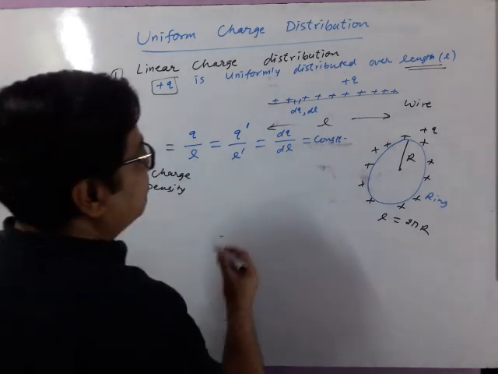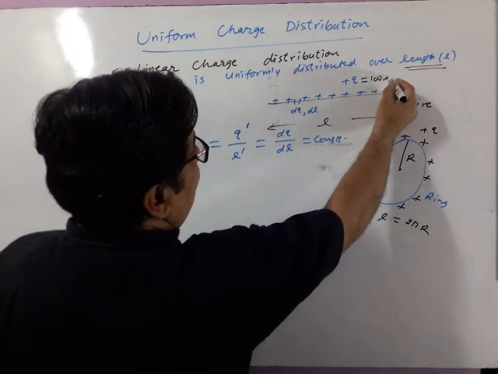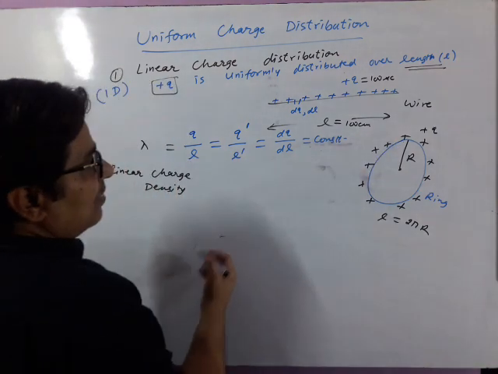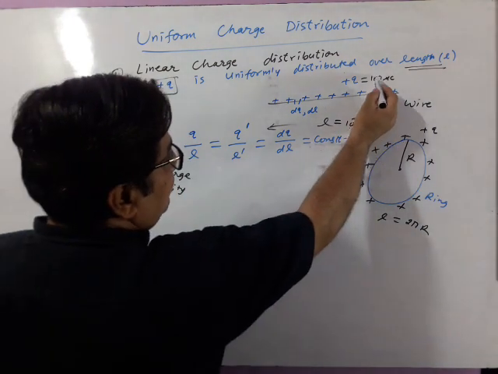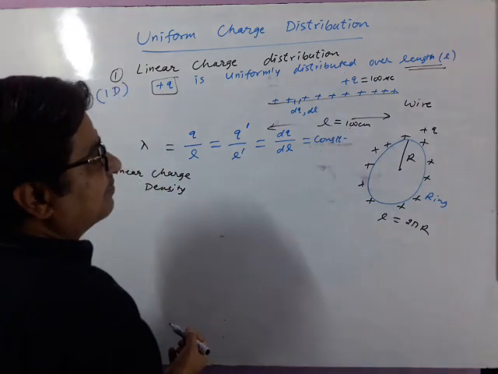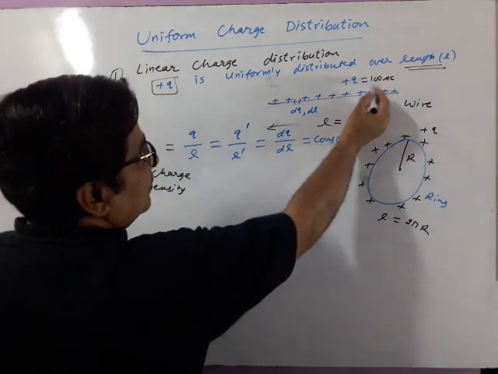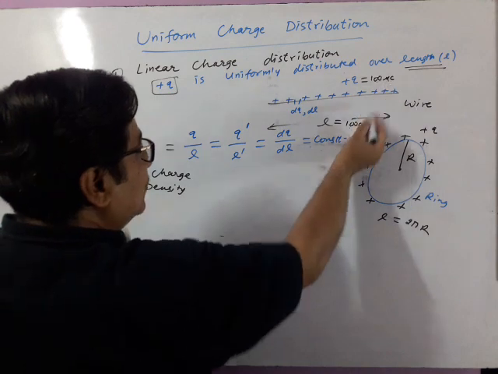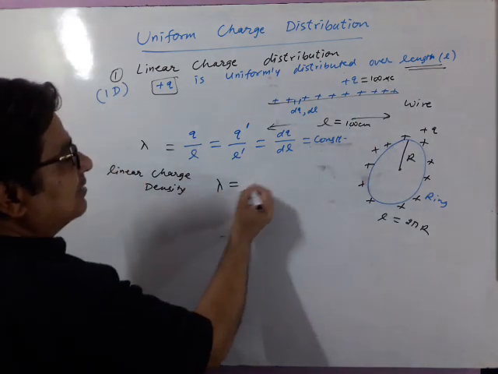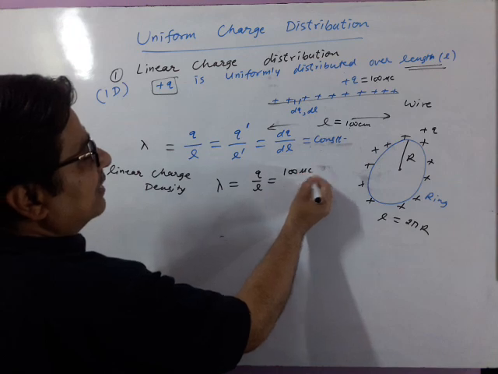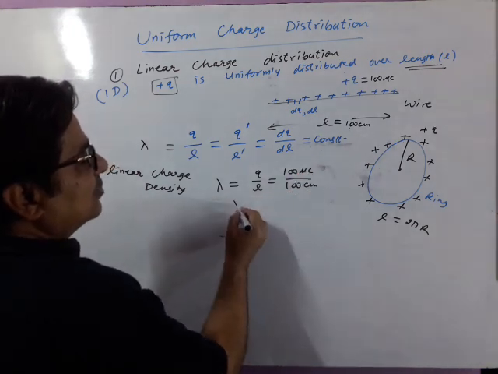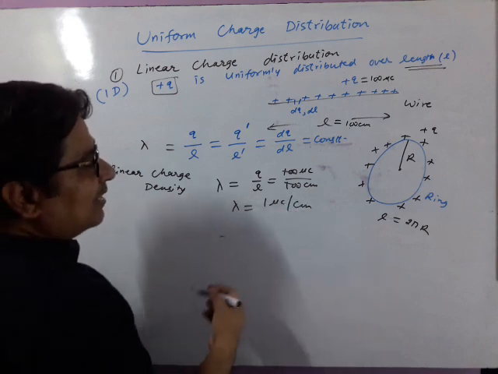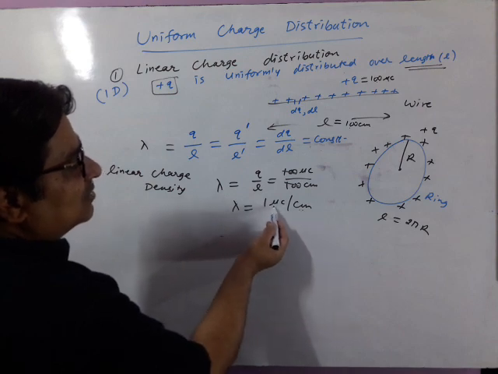For example, if I say this charge is 100 microcoulomb and this length is 100 centimeter. Now you see, on 100 centimeter, 100 microcoulomb charge is uniformly distributed. So Q upon L, 100 upon 100, the 100 cancels, 1 microcoulomb per centimeter. So lambda is 1 microcoulomb per centimeter. For 1 centimeter the charge is 1 microcoulomb.